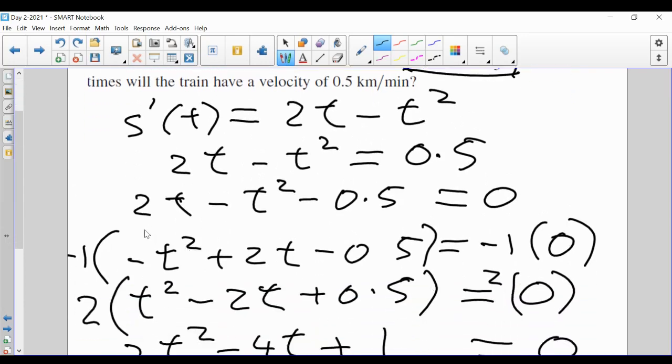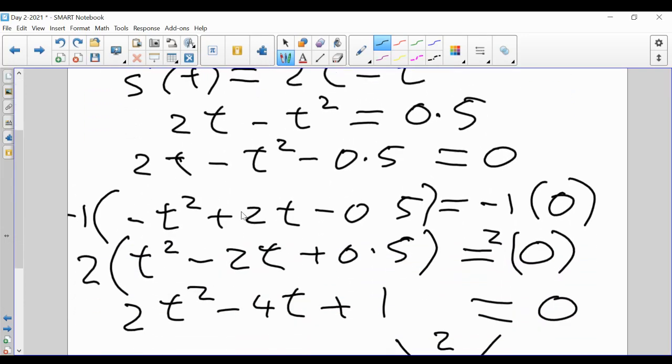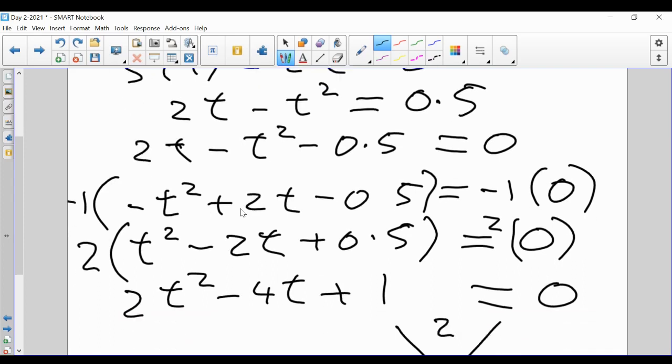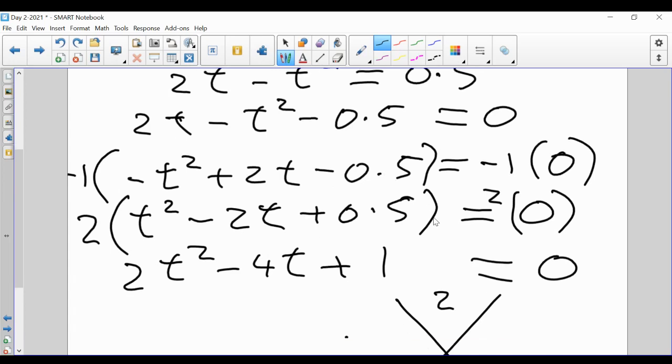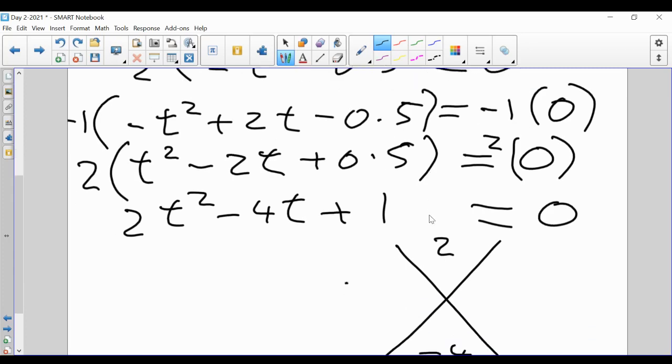So from this point here, where are we at now? From this point here, when we had this, we could have just simply used minus 1, 2, and minus 0.5, and put that into the quadratic formula. If we keep it as that, it factors. Really? Tell me about that, Alexander. I'd love to hear about that.